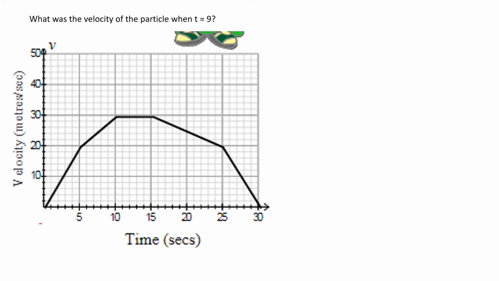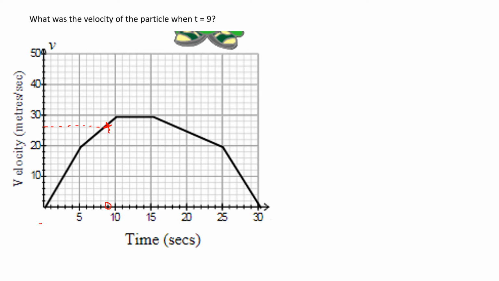So let's have a look at the first question, and our first question is, what was the velocity of the particle when t was equal to 9? So this is where t equals 9. This would be the velocity of the particle when t equals 9. And we're going to put a dotted line across there.